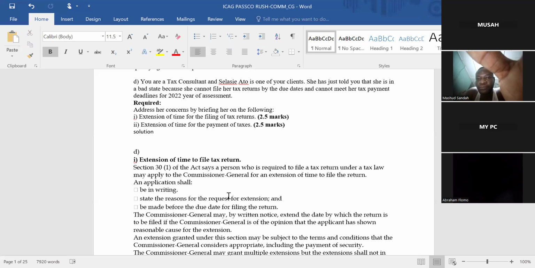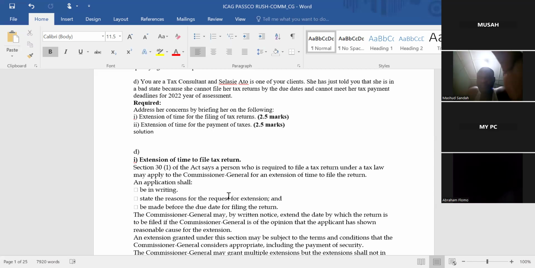Now, let's go into answering the questions. I have given you the background, and I used two types of taxes, the withholding tax and the PAYE. These are supposed to be filed on or before the 15th of the following month, and I've given you a scenario. This particular client is complaining that he is not financially good to file and pay these taxes. And then the examiner has given you specific areas to address: that he wants to ask the Commissioner General for extension of time to file.